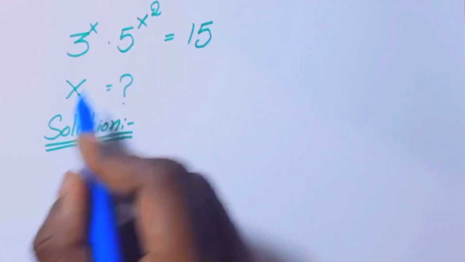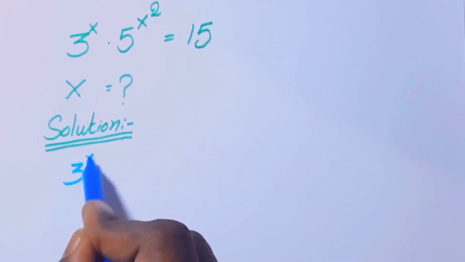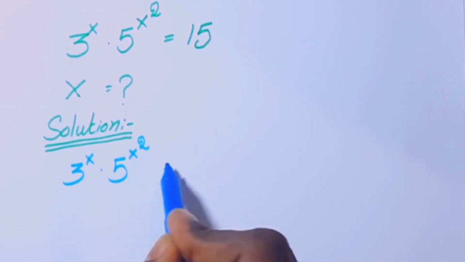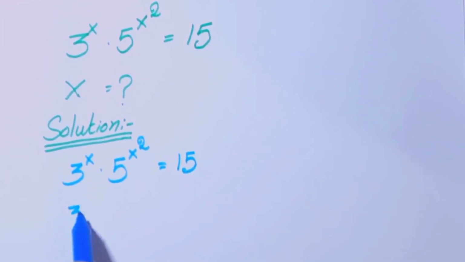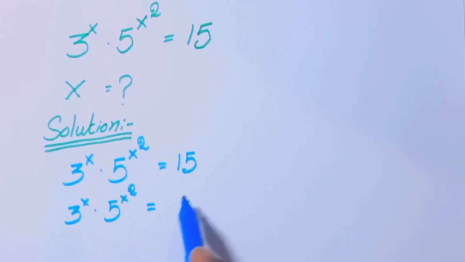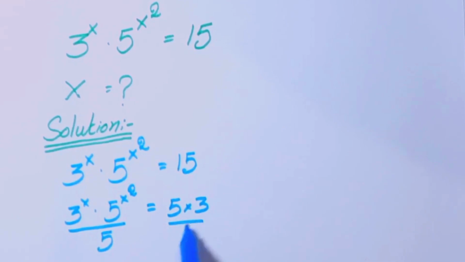Today we are going to solve this equation to find the x value. Solution: 3 power x times 5 power x squared equals 15. Now 3 power x times 5 to the power of x squared equals 15 can be written as 5 times 3. Now divide by 5 on both sides. This 5 cancels this.